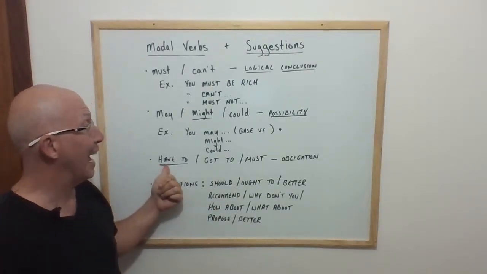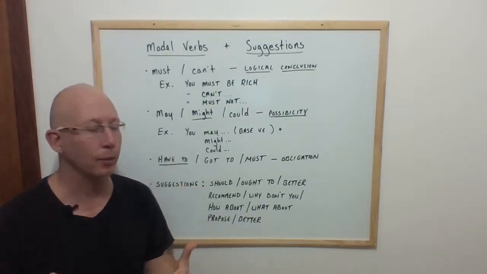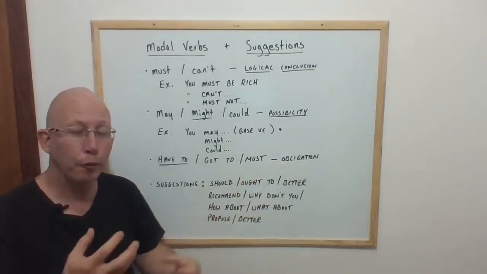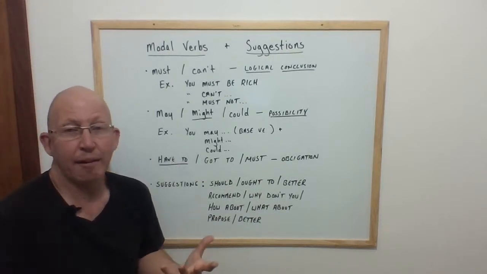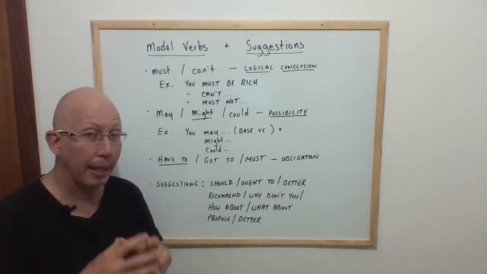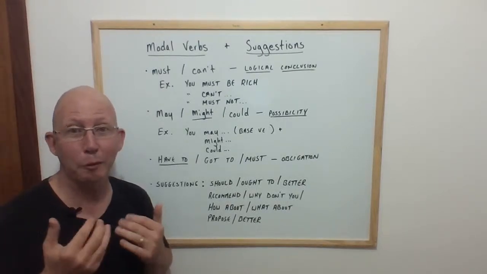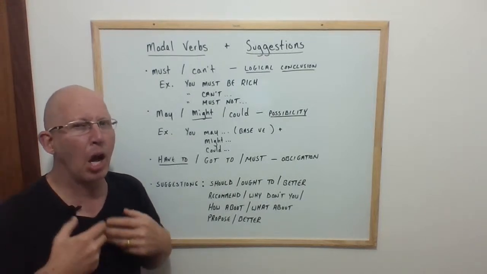The next one is have to. Have to is pretty easy as well. It's an obligation. So you feel obligated. You could say it's necessary, but it's not an obligation. So it's necessary for me to eat. Eu tenho que comer, né? Eu preciso comer. But it's not an obligation.